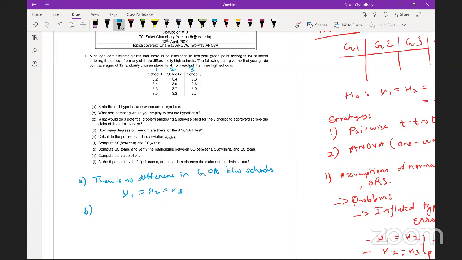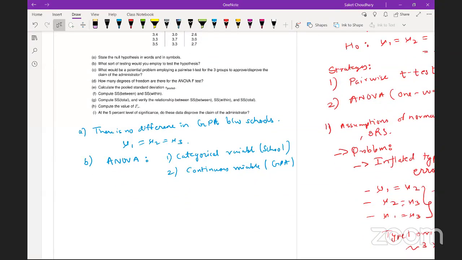Next question: what sort of testing would you apply to test the hypothesis? This is in some sense a rhetorical question given that we're talking about ANOVA, but it would be ANOVA. Why is it ANOVA? One clear check is that there is one categorical variable, which is the school, and one continuous variable, which is the GPA. In settings where you have a categorical and a continuous variable and you're interested in testing the equality of the means, your choice would be ANOVA. To be specific, this is one-way ANOVA because we have just one categorical variable, which is school.